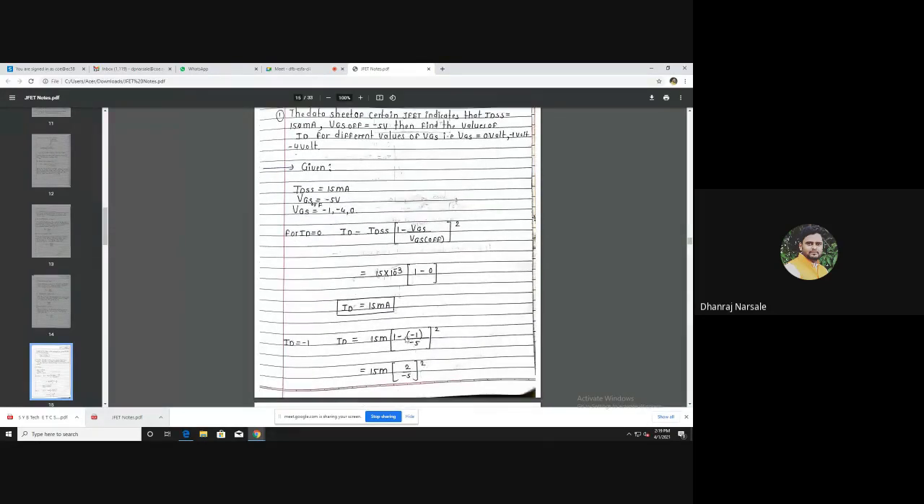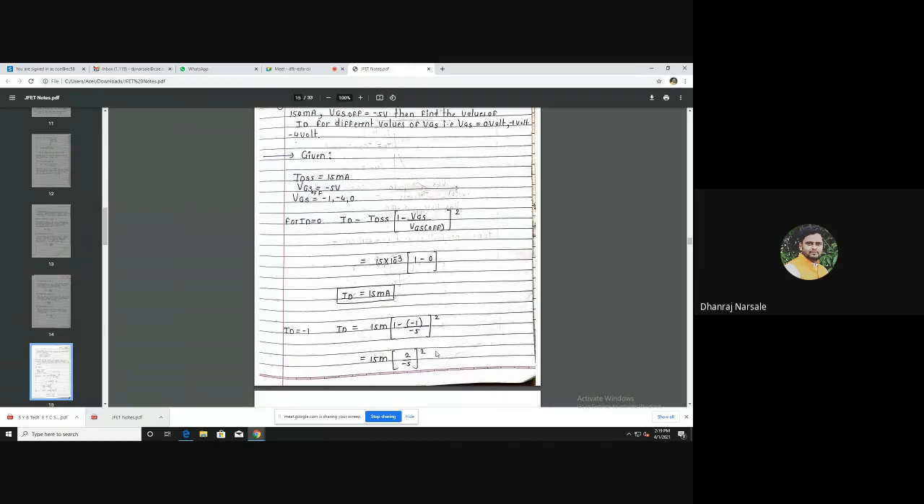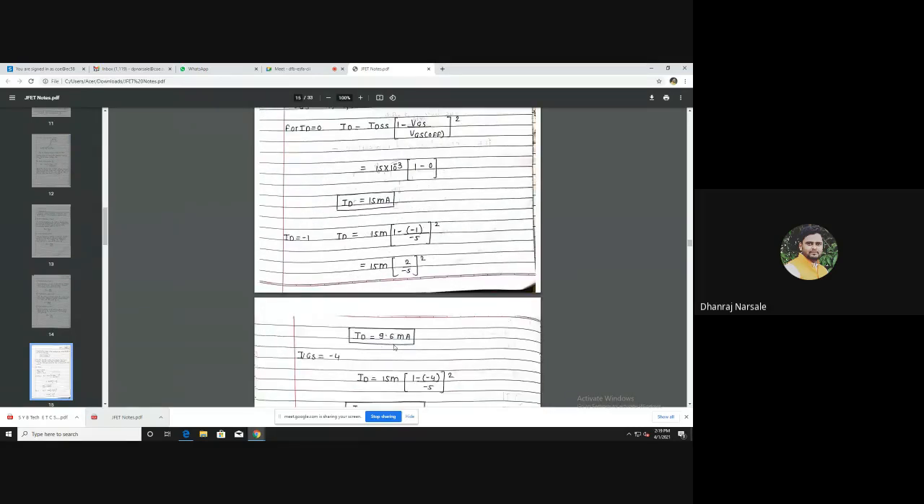Then for minus 1, ID is equal to... we put the value again for minus 1. VGS is minus 1. So ID is equal to 15 milliampere times (1 minus VGS, that is minus 1, divided by VGS off, which is minus 5). 1 minus minus 1 becomes 1 plus 1, which is 2, divided by 5, with the minus cancelling. 2 divided by 5, squared. It is equal to 9.6 milliampere.